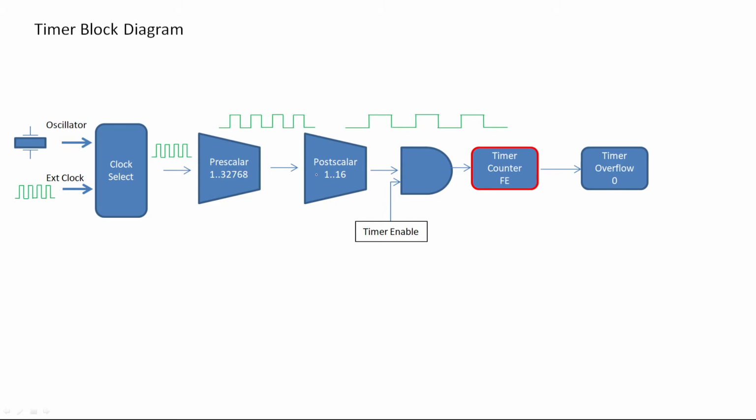And then in an 8-bit timer, it will increment finally to FE. When it gets to FF, it resets back to 0. It will set the overflow flag. And finally, that will then set the interrupt if enabled. So what we see is clock sources essentially growing in time through the use of a prescaler and postscaler.